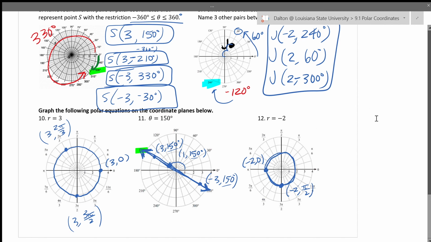So here's your intro to polar coordinates. It is extremely important that you are very comfortable with the unit circle, especially when r is negative. I think that's the tricky part.